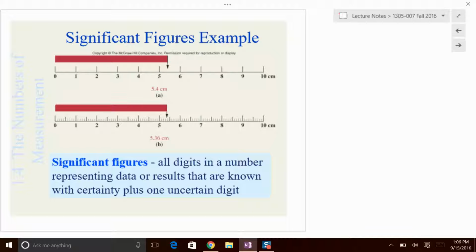What I couldn't record is 5.42. There's not enough precision in that measuring device to record to 5.42. It's the 4 that's being guessed, not the 2. So I can't go that far.